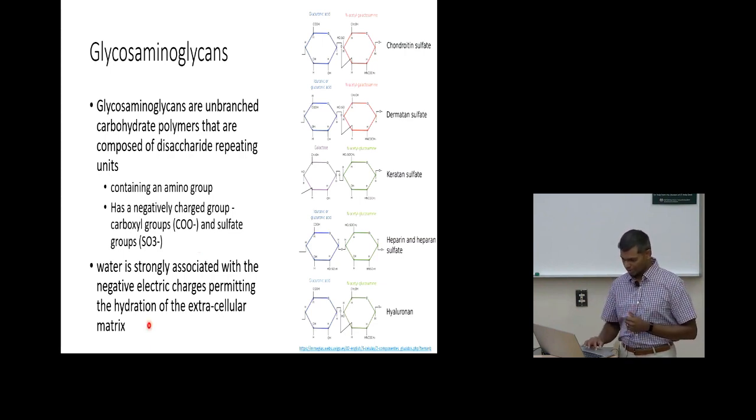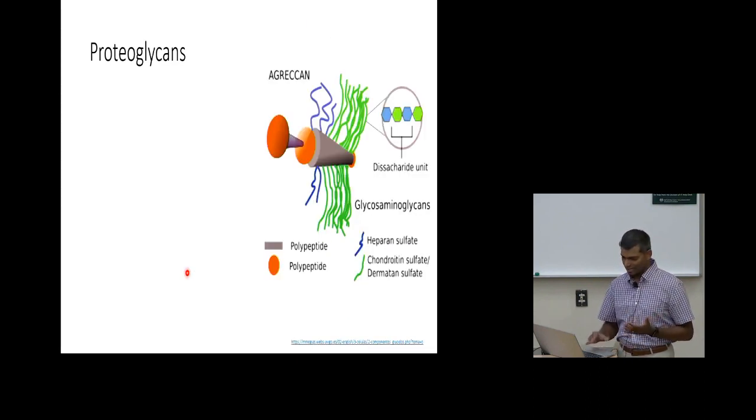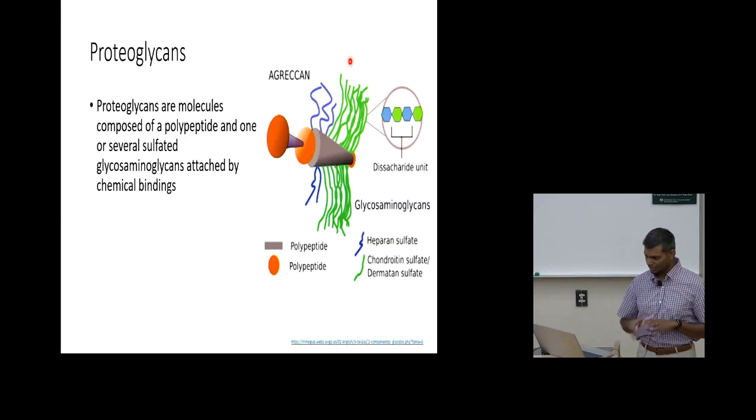And so we see that it is because of these charges, water is attracted and it causes the hydration of this extracellular matrix. So we see that these glycosaminoglycans can interact with proteins to form what is known as proteoglycans. And what you see here is an example of a proteoglycan called aggrecan. The protein part is shown as these two circles connected by this long cylindrical rod. And to this protein, you have a bunch of these glycosaminoglycans linked to it.